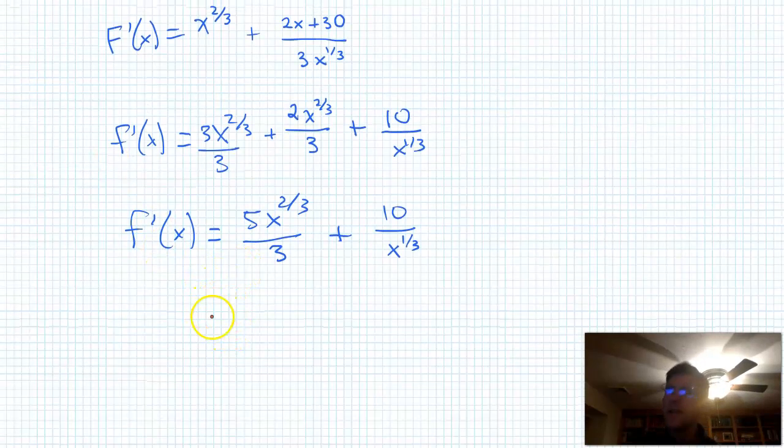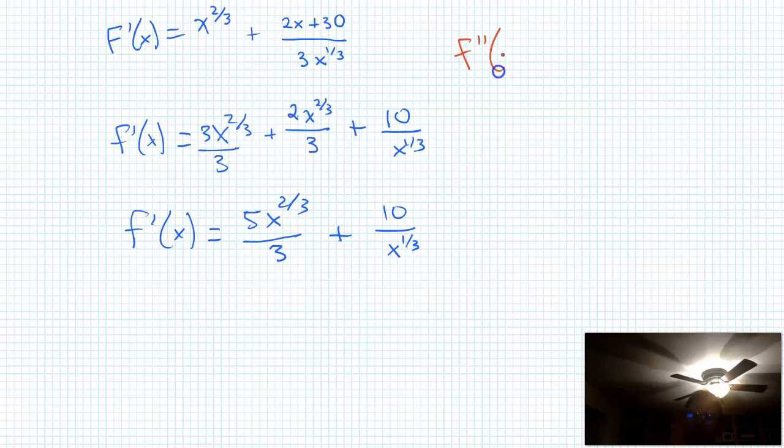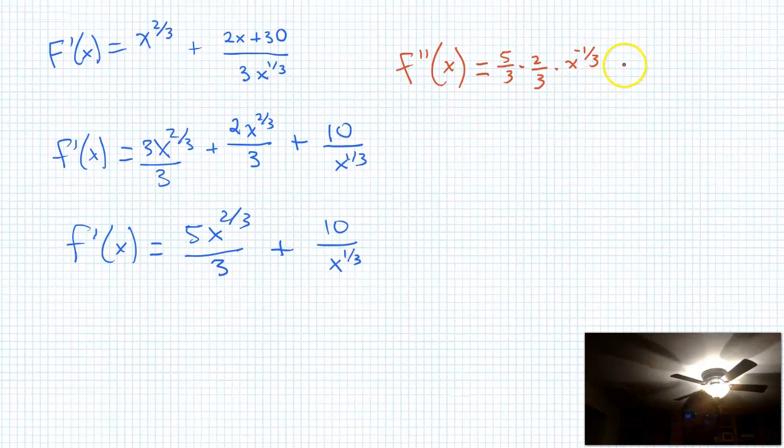So I'm going to go ahead now and try to get my second derivative. Pause here if you want to do it on your own. So the second derivative, now I could just power rule it. So I could pull the 5/3 over times 2/3, and then this will be times x to the negative 1/3. Oh my goodness, so much nicer.